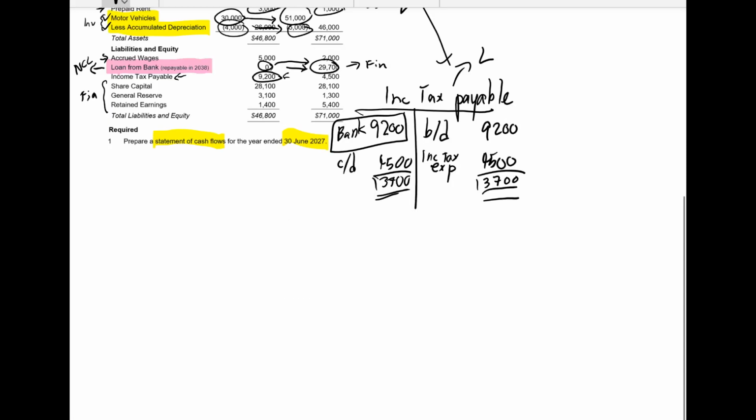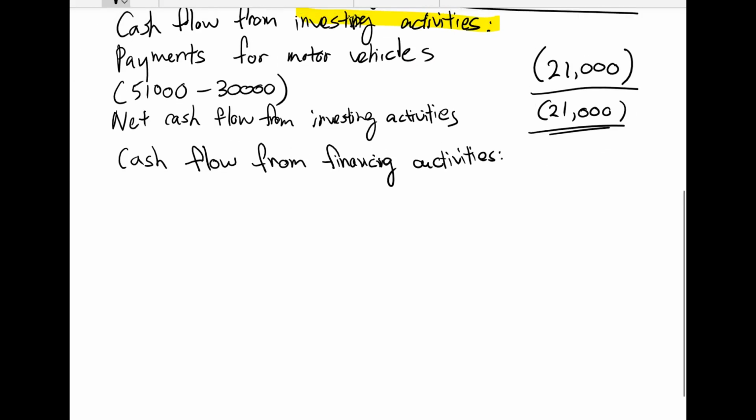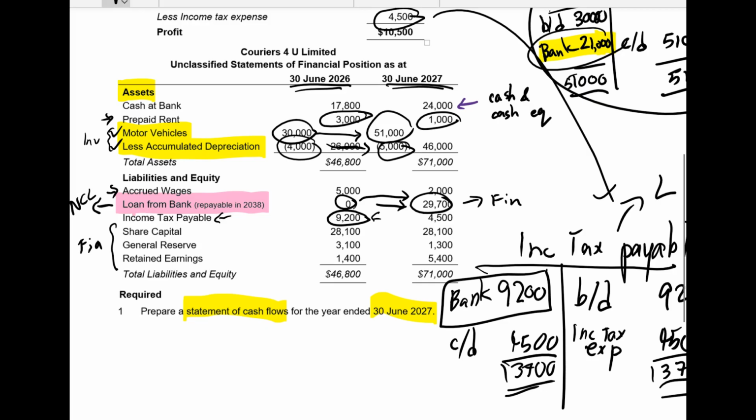So under your statement, you would have cash flow from financing activities, and the first thing that you have is loan from bank. So your loan from bank has increased from 0 to 29,700, which means you borrow money from the bank.